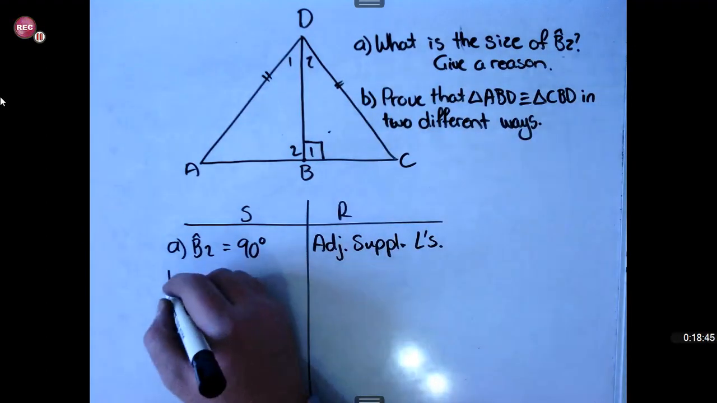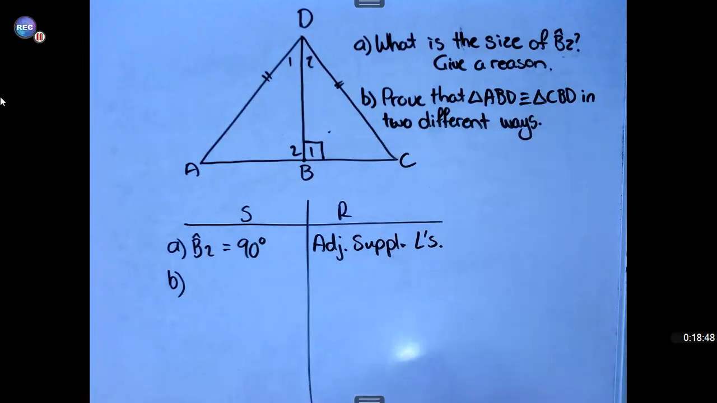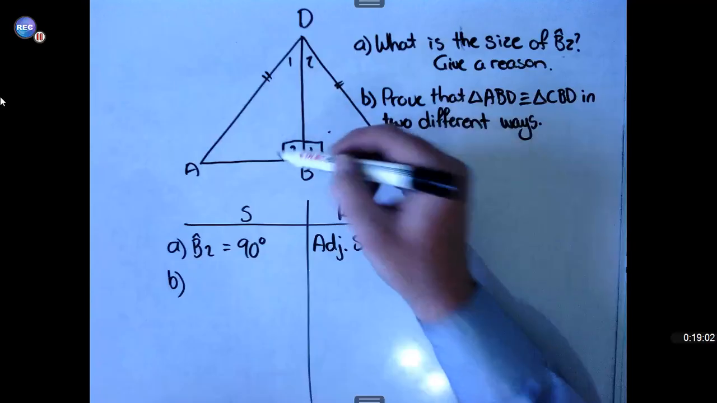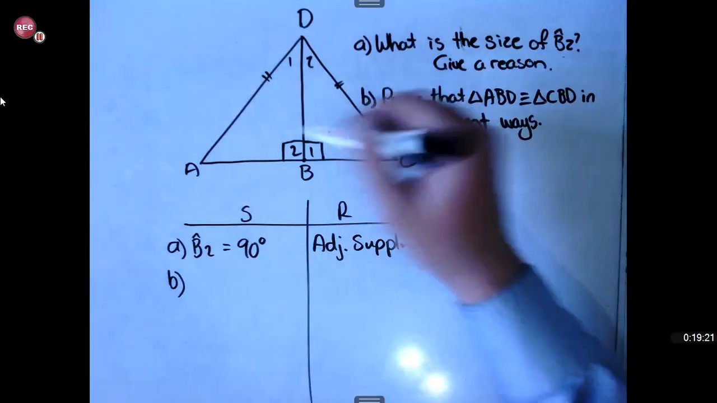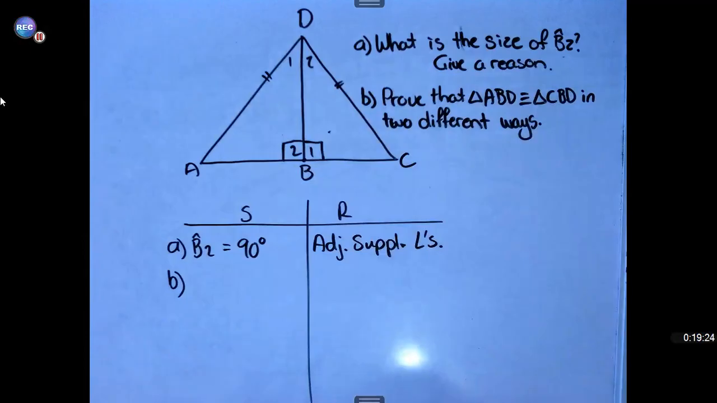Moving on to question B. For question B, they ask you to prove that triangle ABD is congruent to triangle CBD, in 2 different ways. So I'm going to show you the first method. Obviously, we've proven now that both these triangles have a 90-degree angle, which means out of the 4 conditions, the first one that all of you would obviously run to is the RHS method, which is right angle, hypotenuse, and any one of the other available sides that you can use.